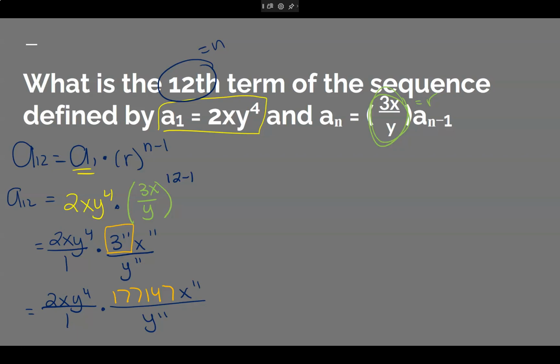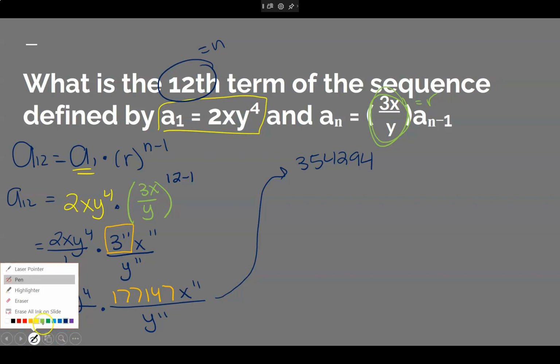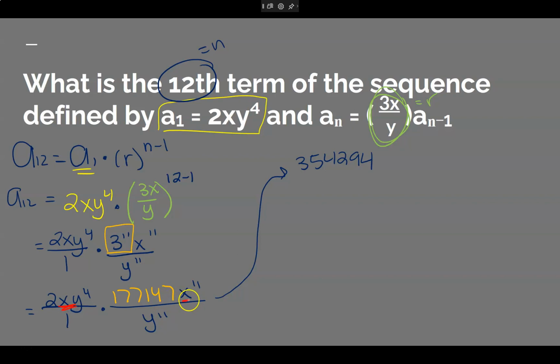All I've done next is simplified 3 to the 11th power. Now I have a fraction times a fraction. So now I'm just going to multiply straight across the top and straight across the bottom. So across the top, what is 2 times the 177,147? It's 354,294. All right, I have 2 x's. Do you agree? In my numerator, I have this guy and I have this guy. So what is x times x to the 11th? X to the 12th. Good.